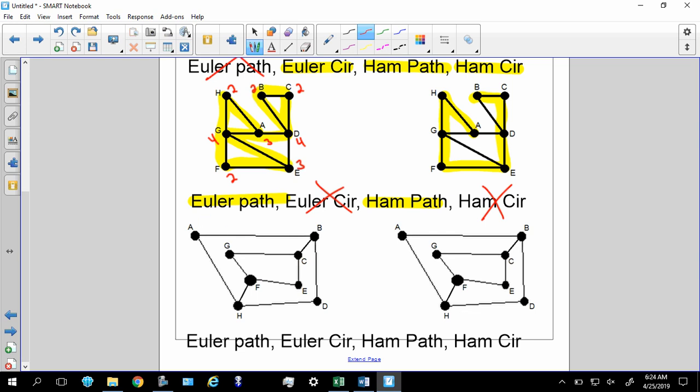All right, next one, Euler. Let's go ahead and do this. All right, so that's a 2. That's a 2. H is a 3, so I already know it's not going to be a circuit. F is a 3. C is a 3. Oh my goodness, look at that. There's actually more than 2, so I know it's not going to be an Euler path.